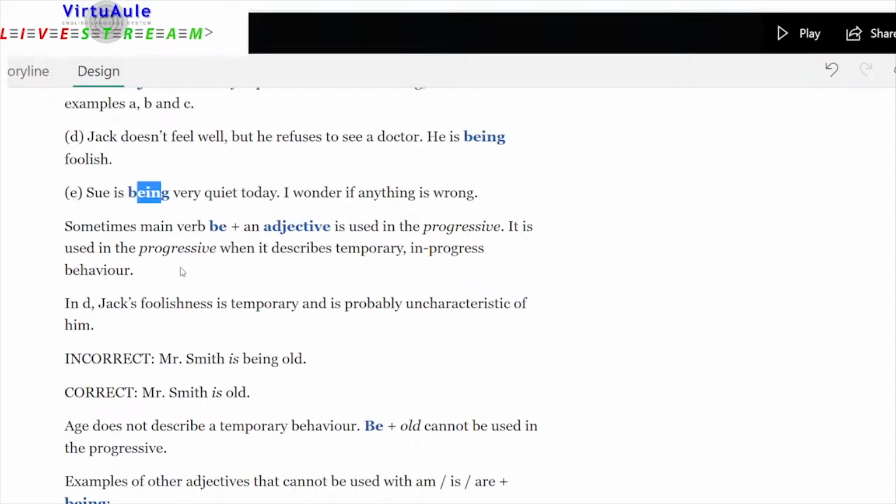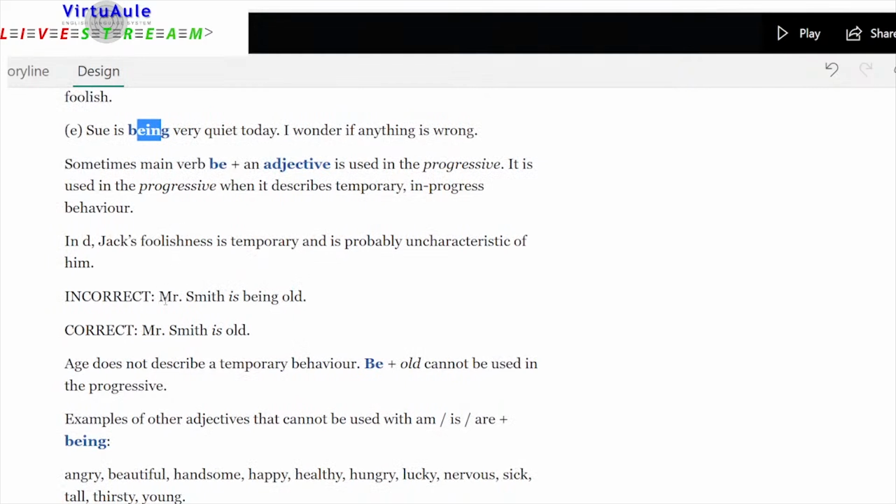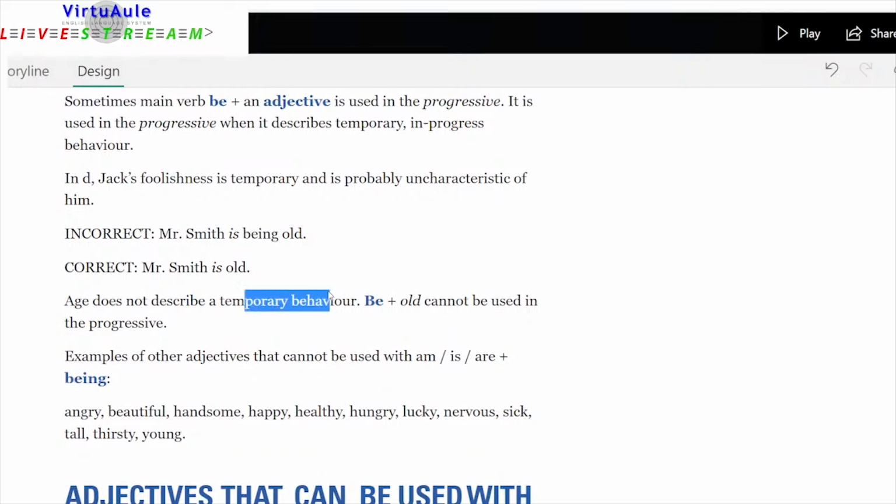The main verb be and an adjective can be used in the progressive tense when it describes temporary in-progress behavior. In D, Jack's foolishness is temporary and probably uncharacteristic of him. Jack doesn't feel well. He refuses. He's being foolish. It would be incorrect to say Mr. Smith is being old, because this does not show a temporary progressive idea. He is always old. Age does not describe a temporary behavior. Being old cannot be used in the progressive.